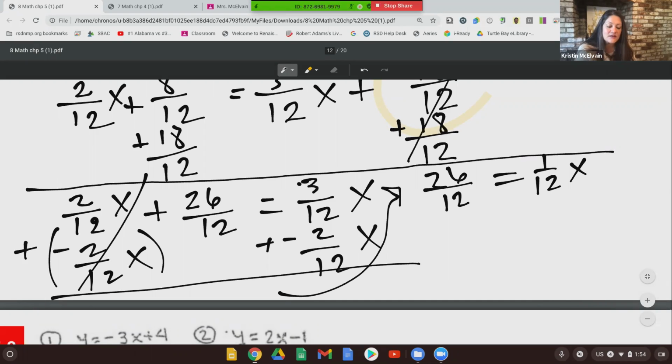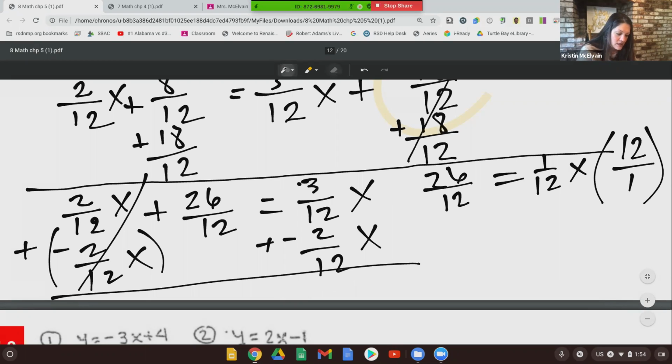1/12 x, so it's 1/12 times x. So to get rid of that, we need to multiply times the reciprocal because we're actually dividing. Okay, so we're going to multiply this side times 12 over 1. Now this arrow's in my way. That was so backwards. All right, 12 over 1.